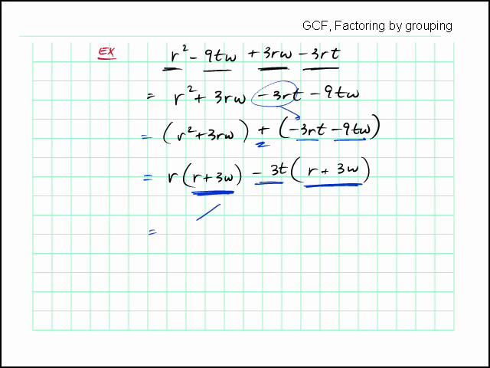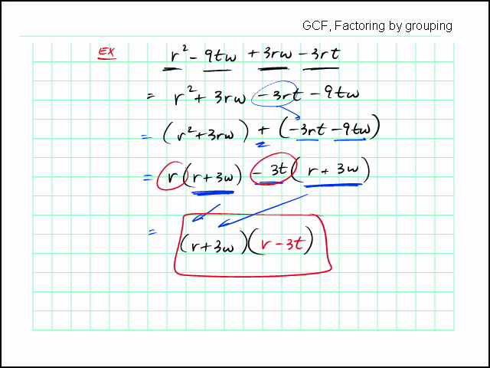And so I'm going to factor it out in front, like I've been doing. There's the r plus 3w. And the leftovers, which are the r and the minus 3t, go in the second set, and we have it factored. There it is. Well, let's try one or two more of these.